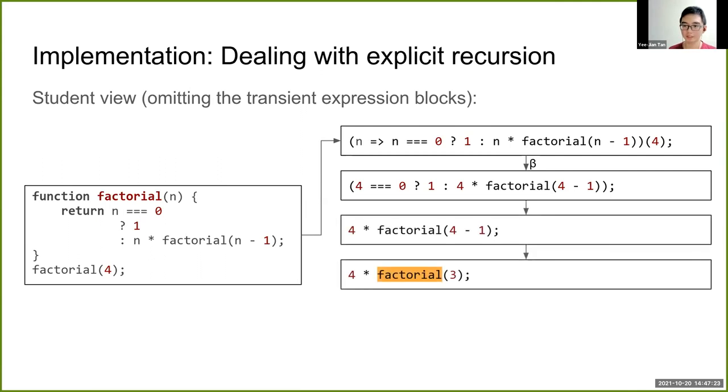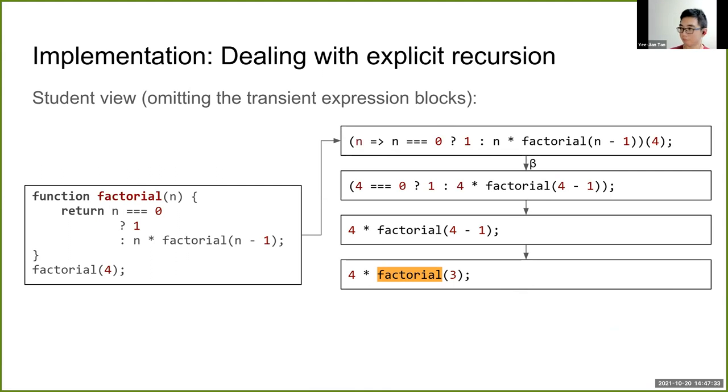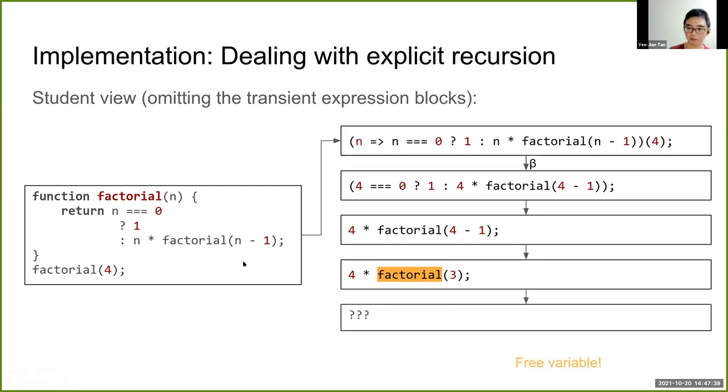To the students, at this step, the name factorial is magically expanded into its definition again. But remember that the substitution model does not have a naming context that stores the definition. So therefore, we have actually lost the definition of factorial after the beta reduction step, resulting in a free variable factorial. This is an invalid program now.